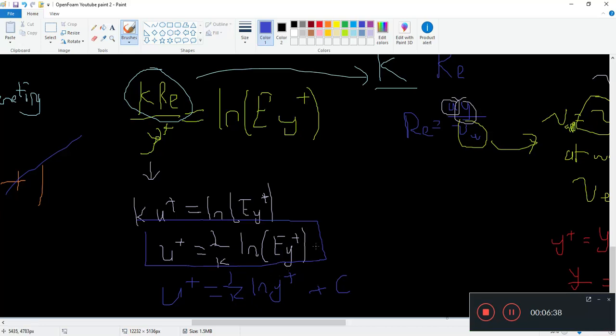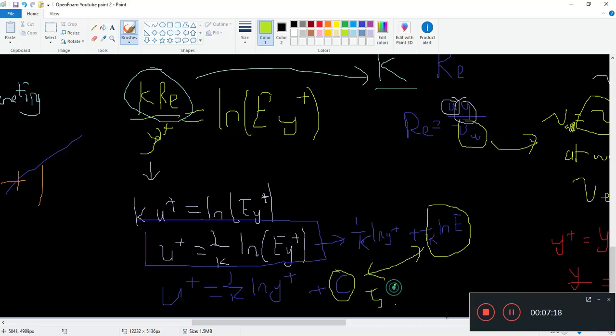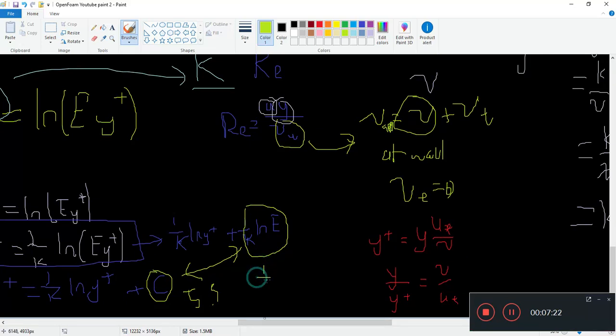There's some resemblance, and of course if we expand this out, we take the E out: 1 over kappa ln y plus, plus 1 over kappa ln E. So what is the C over here? It's supposed to be equal to 1 over kappa ln E. C is at the value of 5.5. Supposedly, 1 over kappa is 1 over 0.41, and E is 9.8, if I'm not wrong.